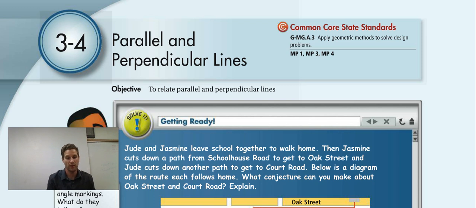So today we're going to relate the two: parallel, never meeting in the same plane, and perpendicular, meeting at a 90-degree angle in the same plane. So let's get started. Make sure you write that heading up there, make it look real nice and pretty.